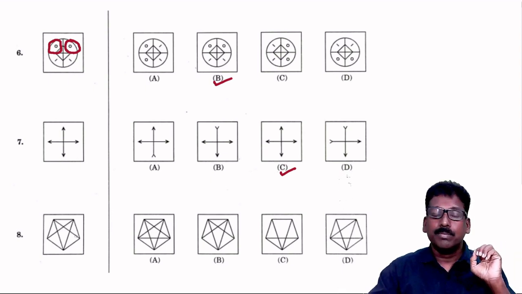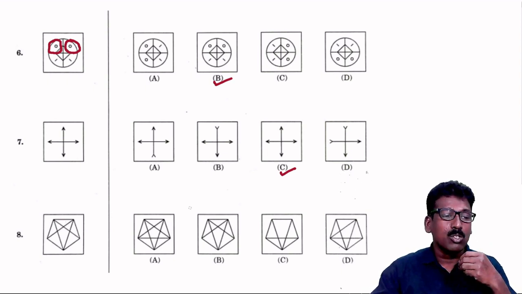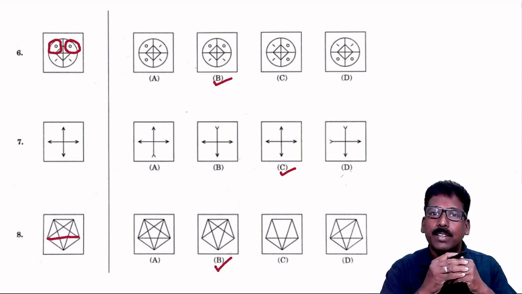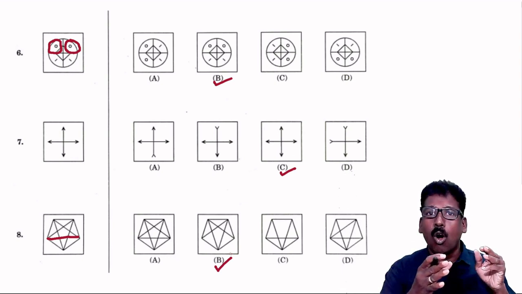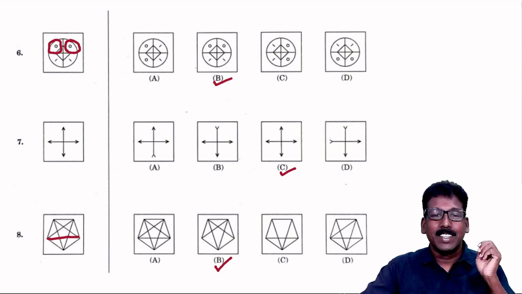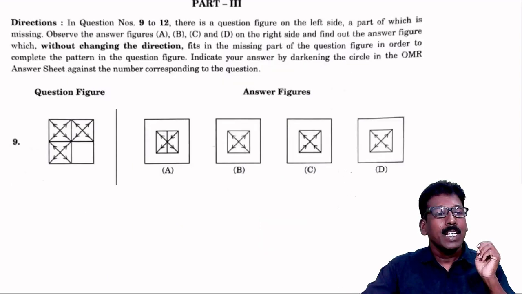Now here a pentagon is given and some diagonals are also given. Here you can see one diagonal is missing, right? So this option B will be the correct option. So mark these options in your OMR sheet. Now let us look at the next part, that is part 3.